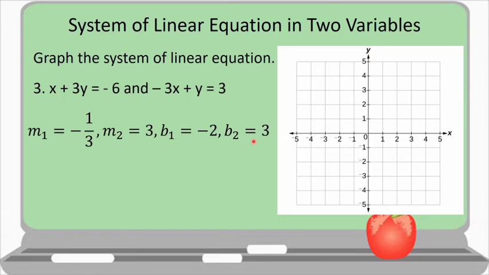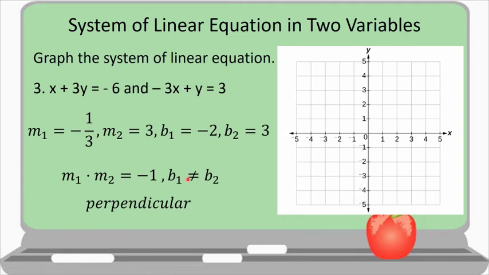Now let us see the relationship. So m sub 1 times m sub 2 is equal to negative 1. And b sub 1 is not equal to b sub 2. So if this will be the relationship of the slope and the y-intercept, therefore we can say that the graph is perpendicular.